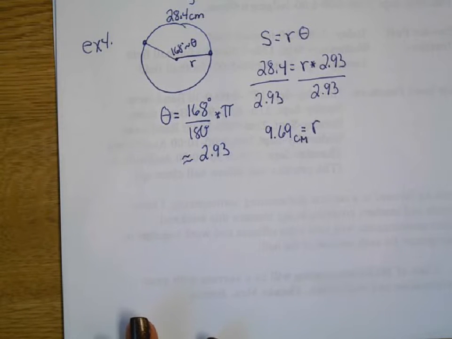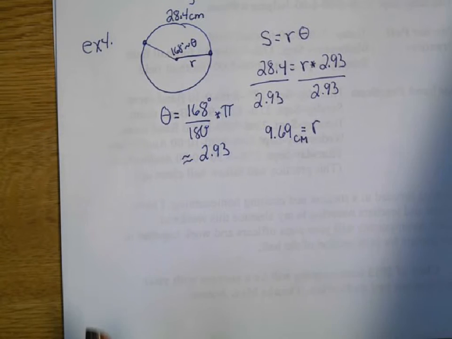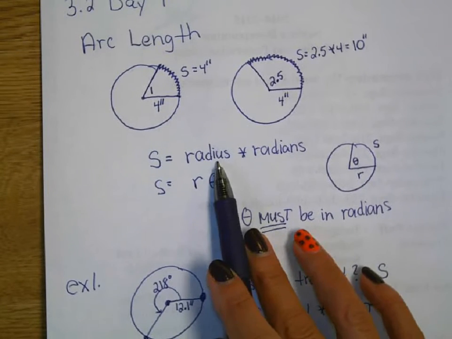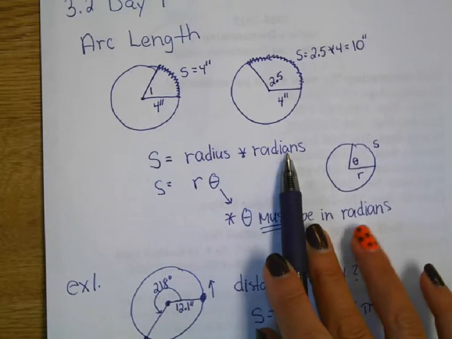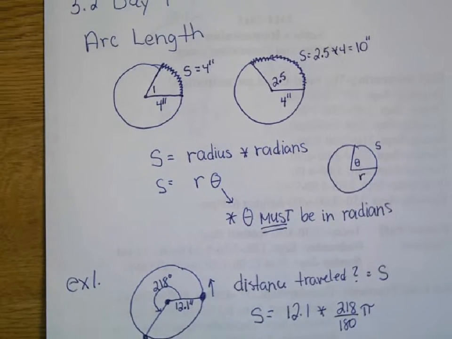So that's the answer. Our formula only is radius times radians. I have to have radians to use the formula. It's the only time the formula works.